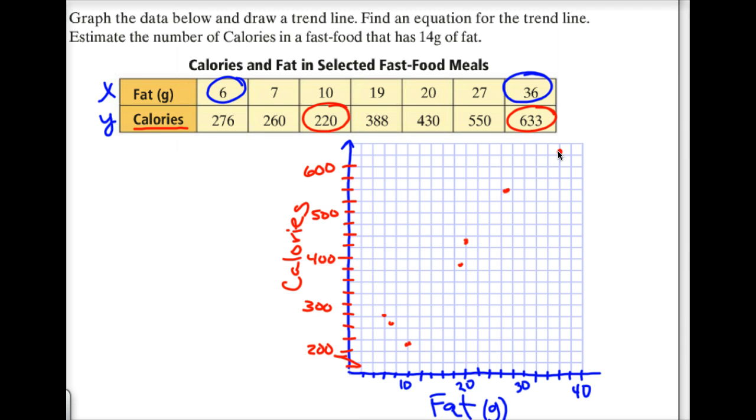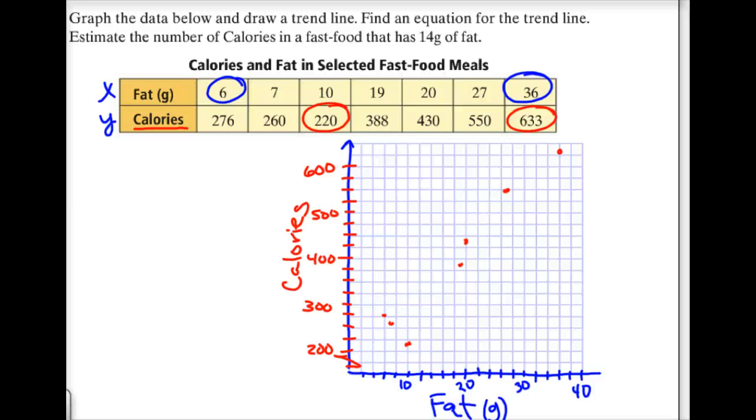All right, now, as I look at that scatter plot, they do kind of look scattered, but I'm able to see that the graph seems to be, as fat goes up, calories go up. And it seems to be a positive correlation. In other words, it goes up from left to right.